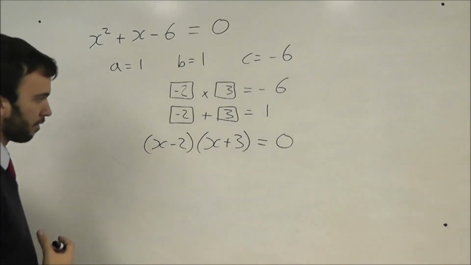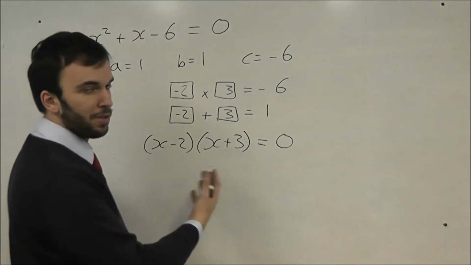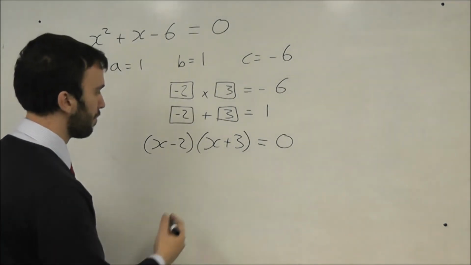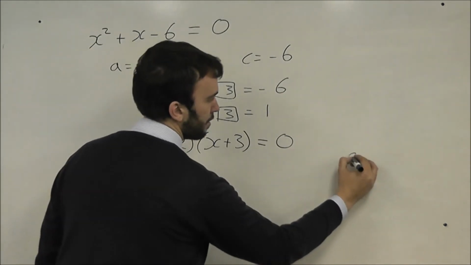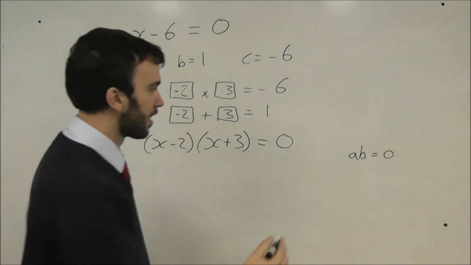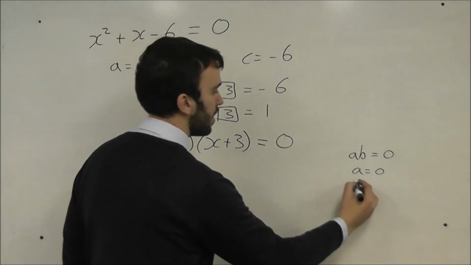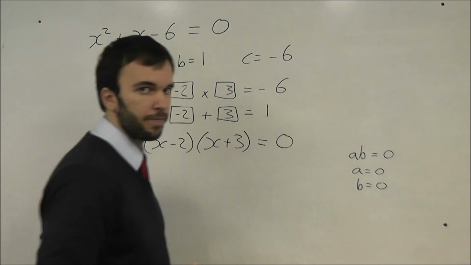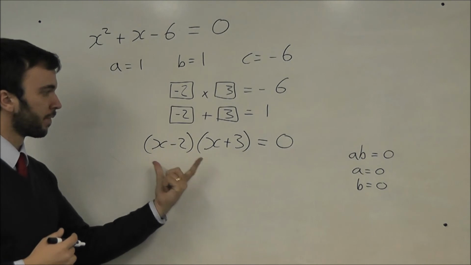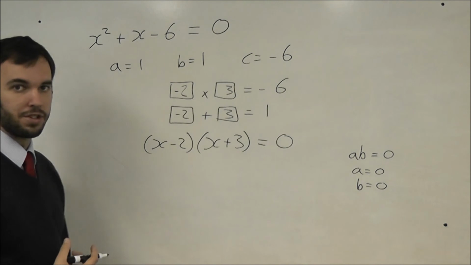Okay, now what we can do now, because if I have any two numbers that multiply together to give 0, I know at least one of them must be 0. So for example, if I was to say a times b equals 0, there are two things that I could say. I could say either a is equal to 0, or the other option is that b is equal to 0. So I know that either this parentheses is equal to 0, or this parentheses is equal to 0. So I'm going to do those two things and see what happens.